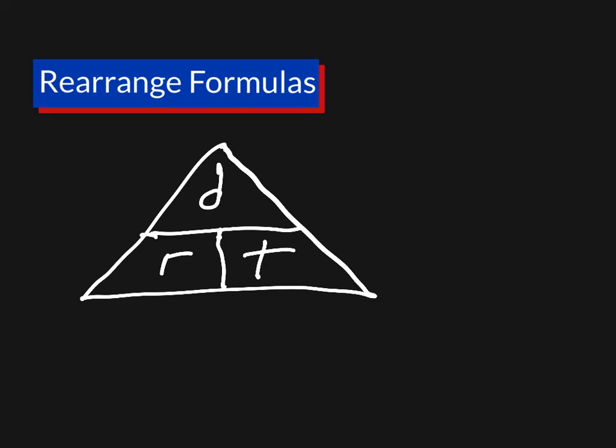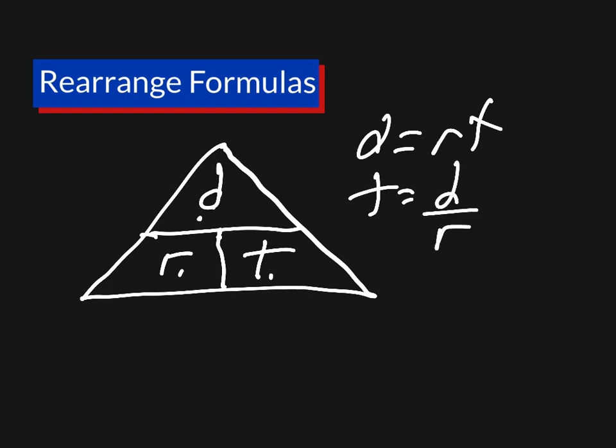So distance is equal to rate times time. So what is time equal to? Well, time is going to be equal to distance over rate. What's rate equal to? Well, rate is going to be equal to distance over time. And I find that a very simple little method of rearranging some formulas.